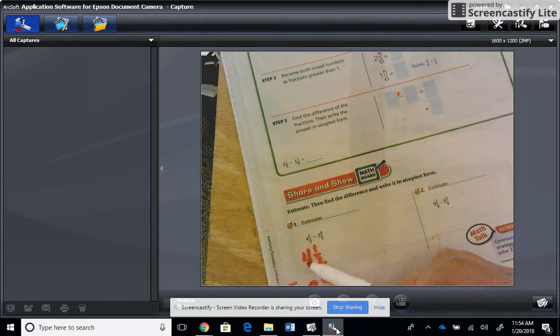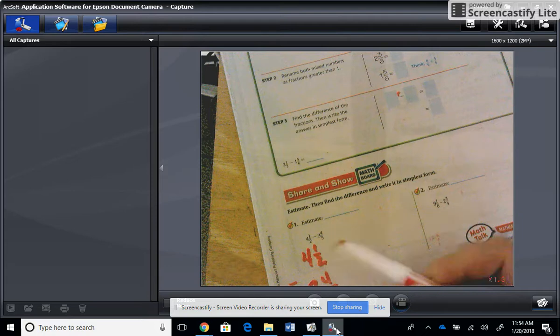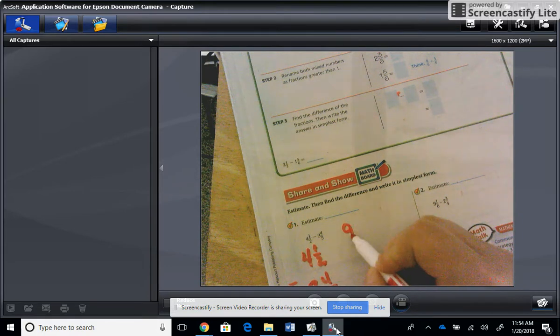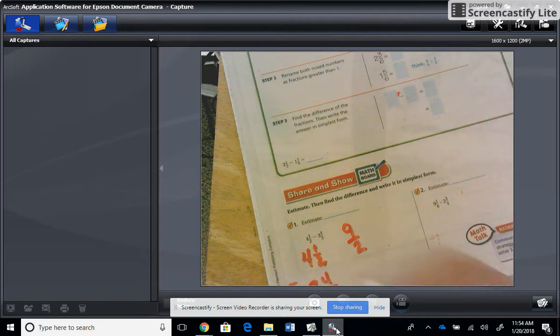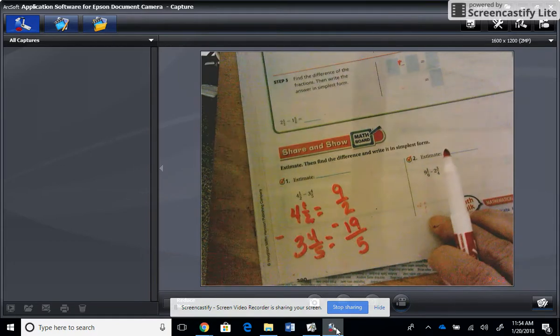So when I look here, I have 4 and 1/2. 4 times 2 is 8, plus 1 more is 9 over 2, improper fraction, minus 3 times 5 is 15, plus 4, which is 19 fifths. So these two are equivalent now. They're just improper fractions. So I changed my mixed number into an improper fraction. We practiced this. All right.